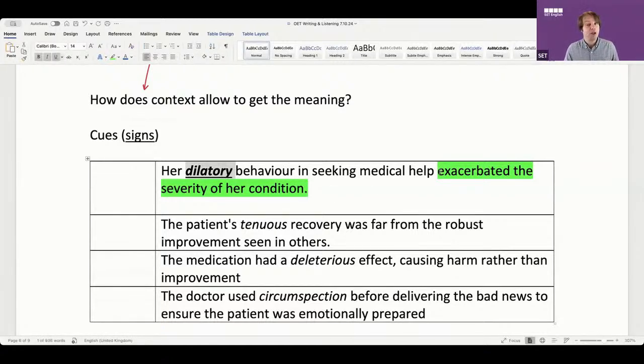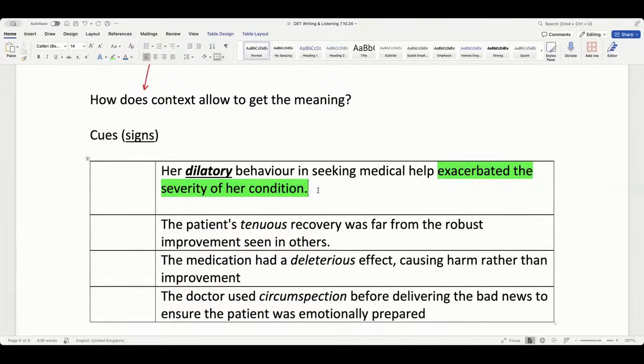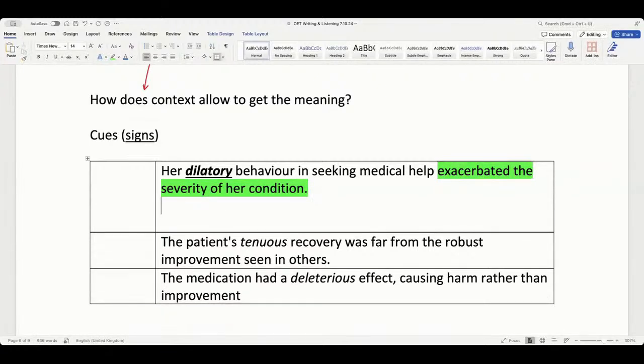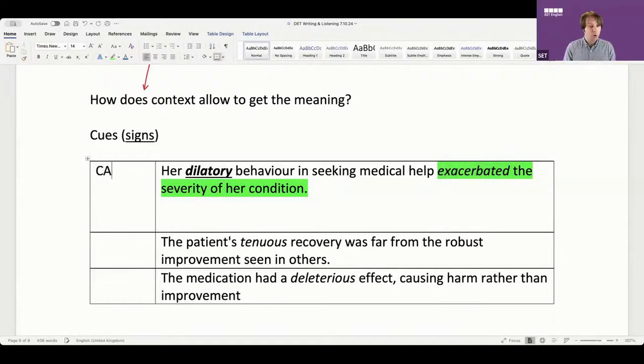And the clue is here. Anthony, can I suggest something? It sounds like something delayed, or bad. A bad thing. Everyone, what does exacerbated mean? Worsening? Increase. Worse. This is an example of a cause.